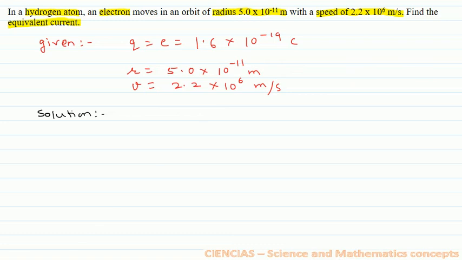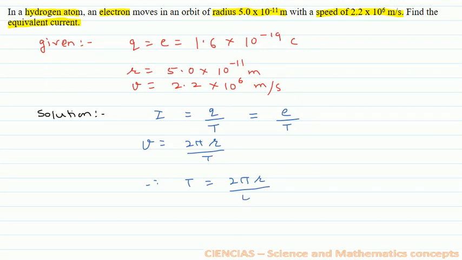Now formula for current is charge upon time period of revolution. Current I = e/T. Now the speed of electron is given by 2πr/T. Therefore time period is equal to 2πr/v. Therefore current will be equal to e·v/(2πr).